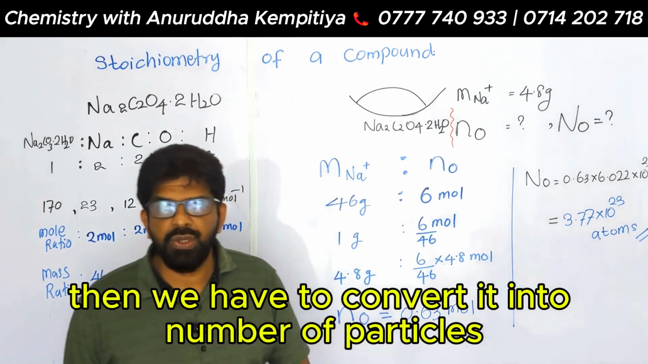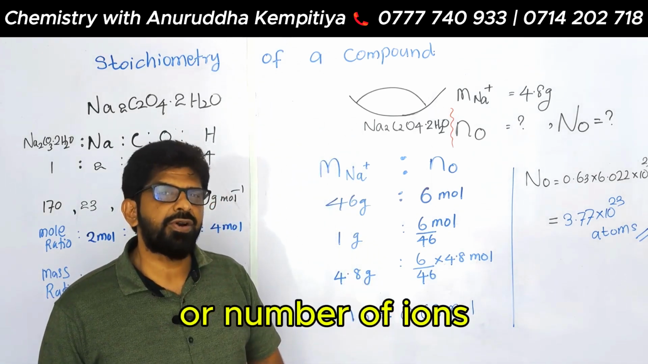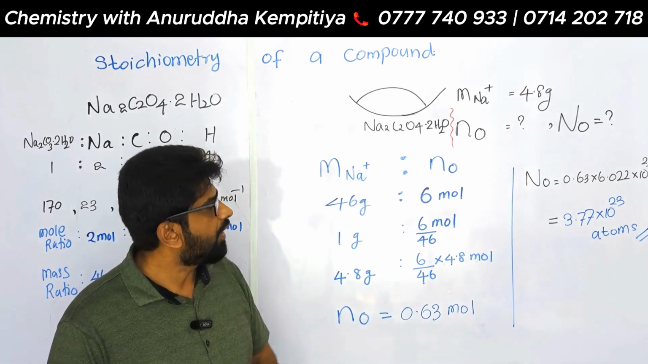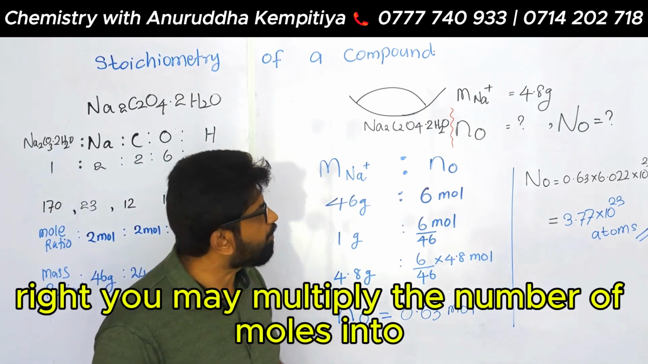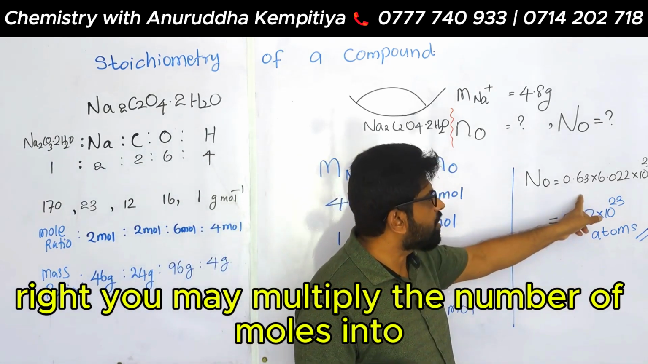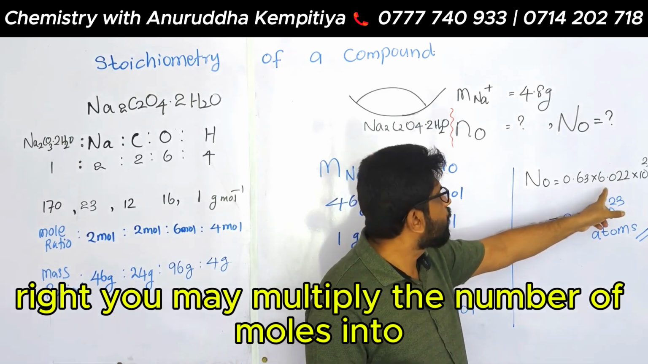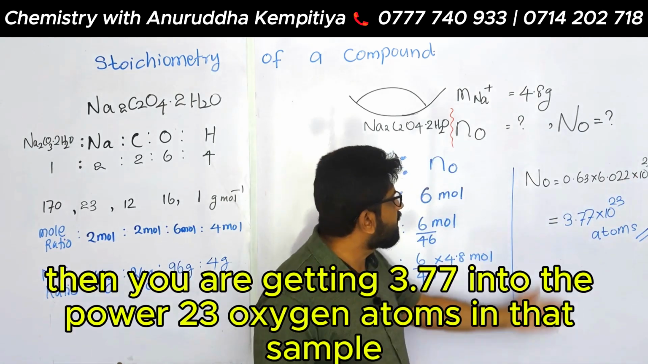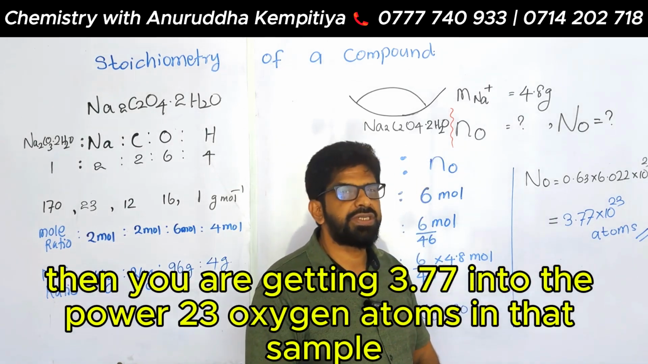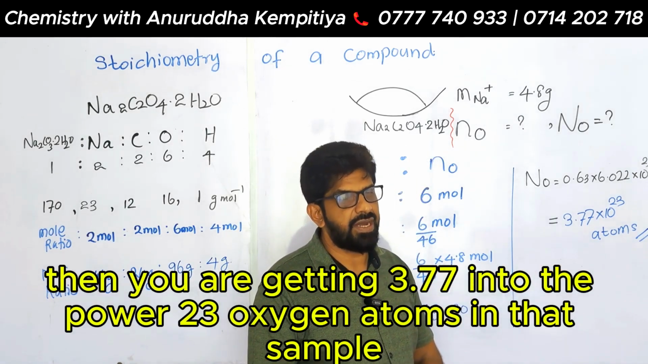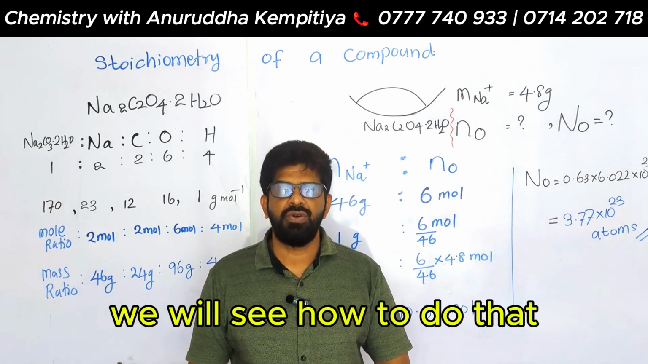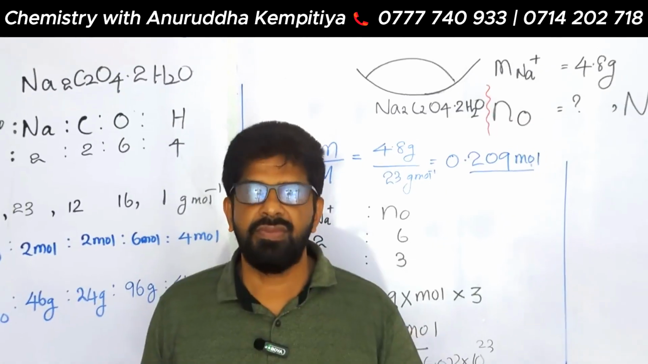Then we have to convert it into the number of particles or number of ions. We know 1 mole contains 6.022 times 10 to the power 23. You multiply the number of moles by 6.022 times 10 to the power 23, then you are getting 3.77 times 10 to the power 23 oxygen atoms in that sample. And we can use equations as well, so we will see how to do that.